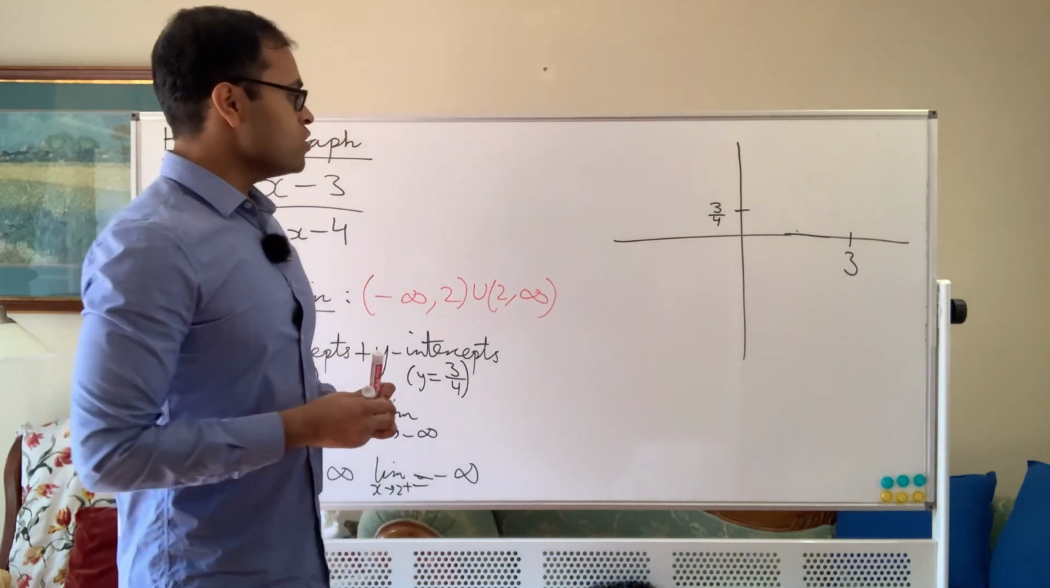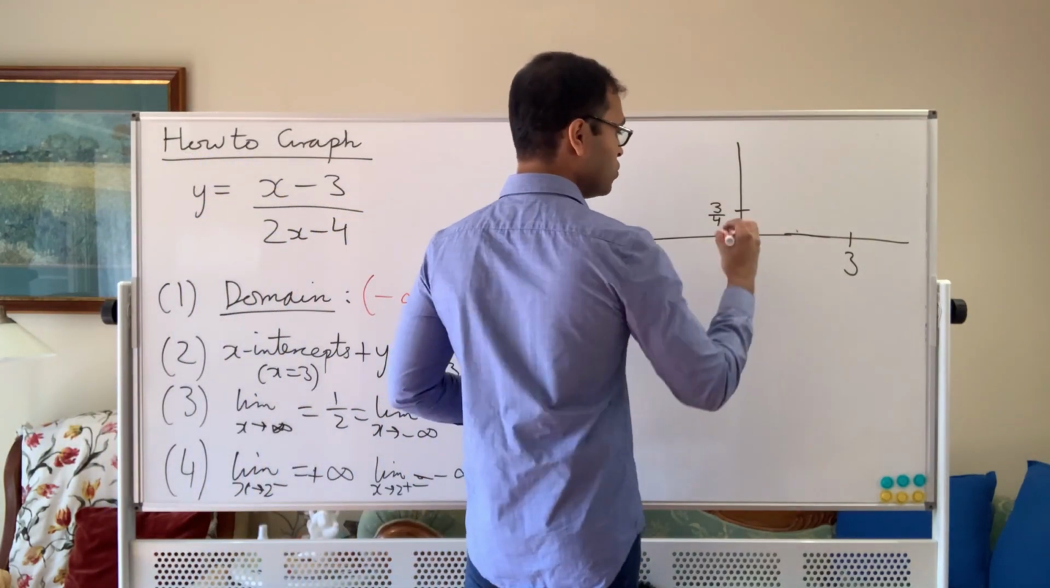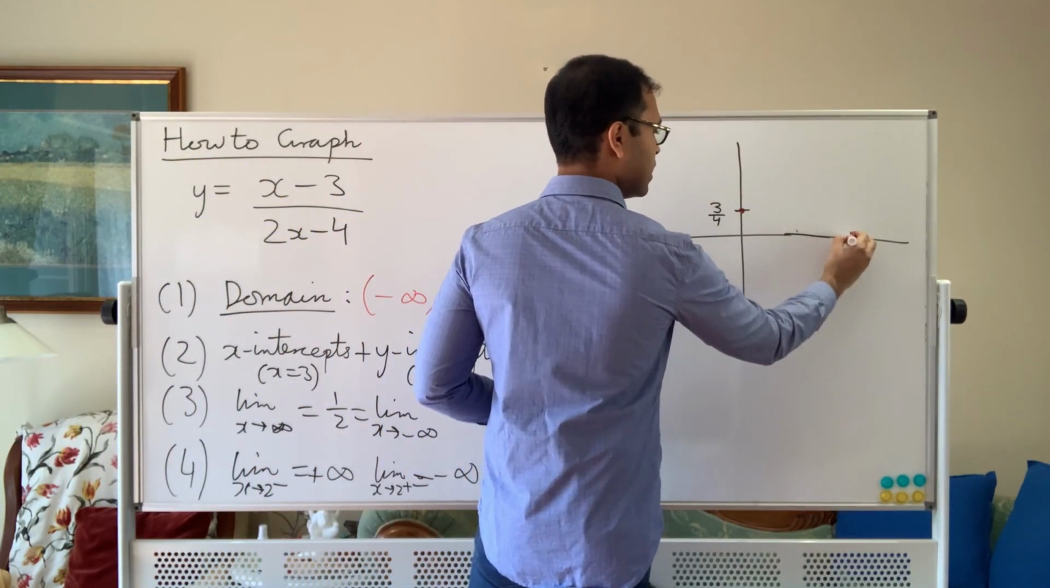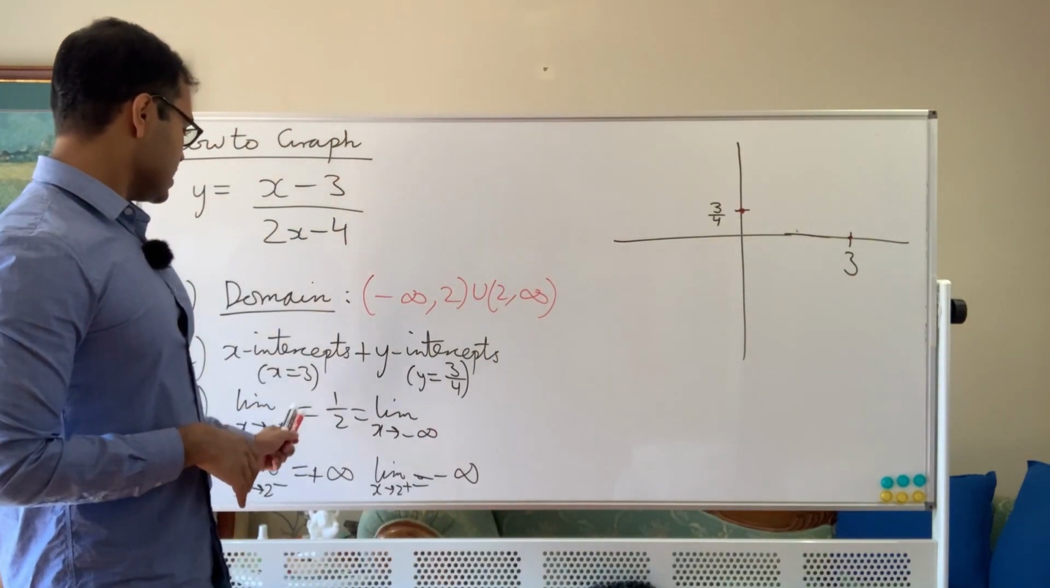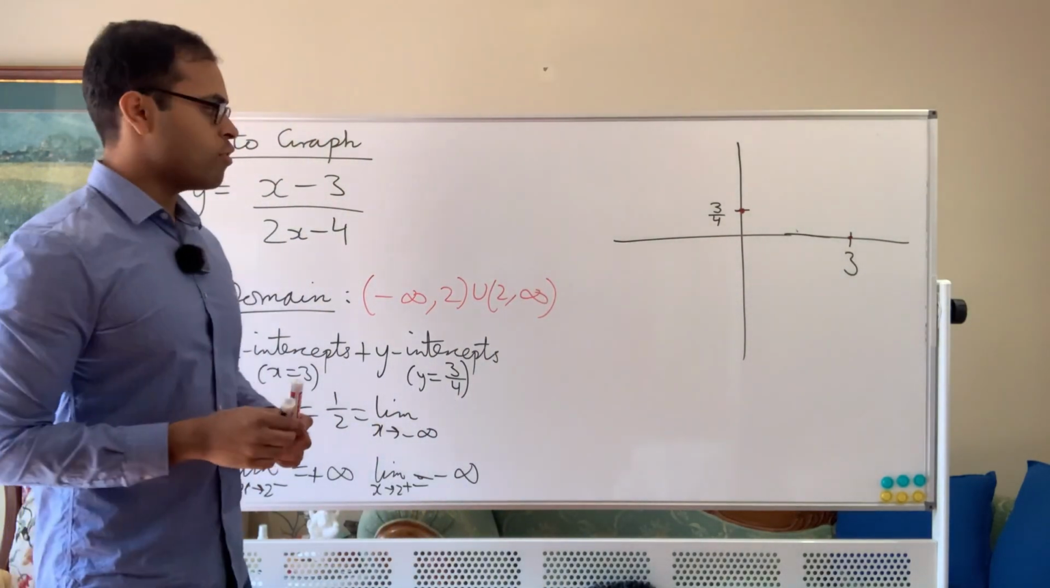Now, what we want to do is we know the graph is going to go through these points, okay? This 3/4 point and this point 3 on the x-axis. Now, the next thing we know is that at x equal to 2, it's not in the domain. That was our step 1 that we figured out.